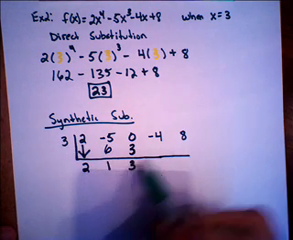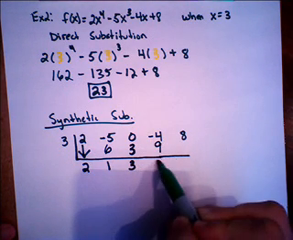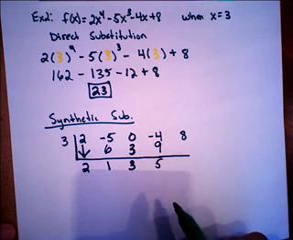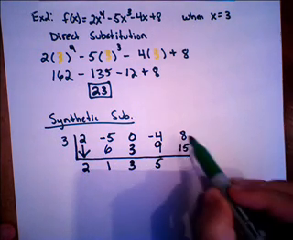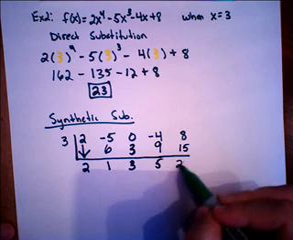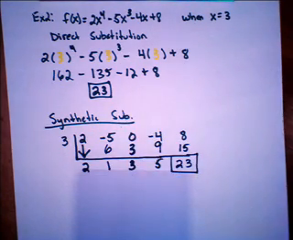3 times 3 is 9. Negative 4 plus 9 is 5. 3 times 5 is 15. 8 plus 15 is 23. And look what we got. The same thing we got in the previous problem. And we're going to do some synthetic division, where you will use this process a lot more often. Okay?